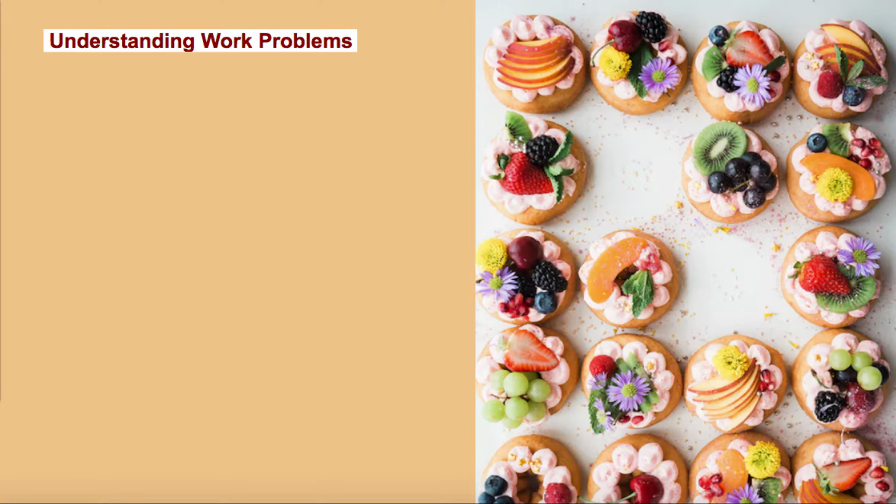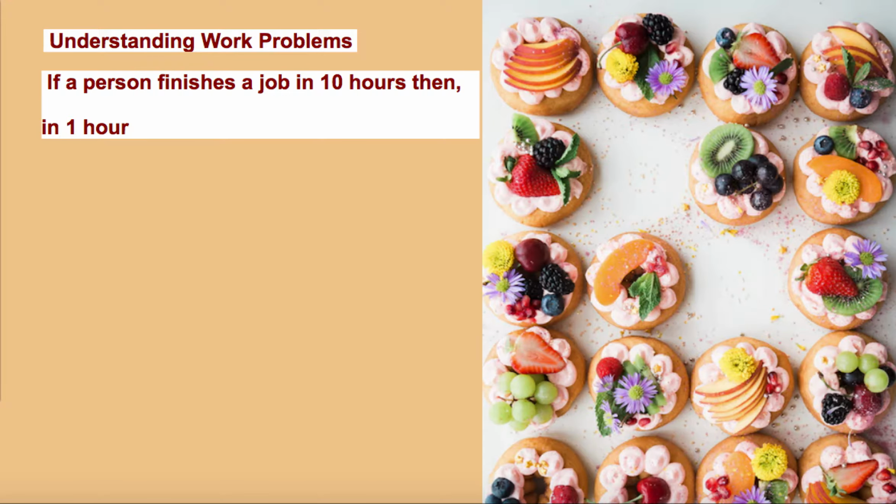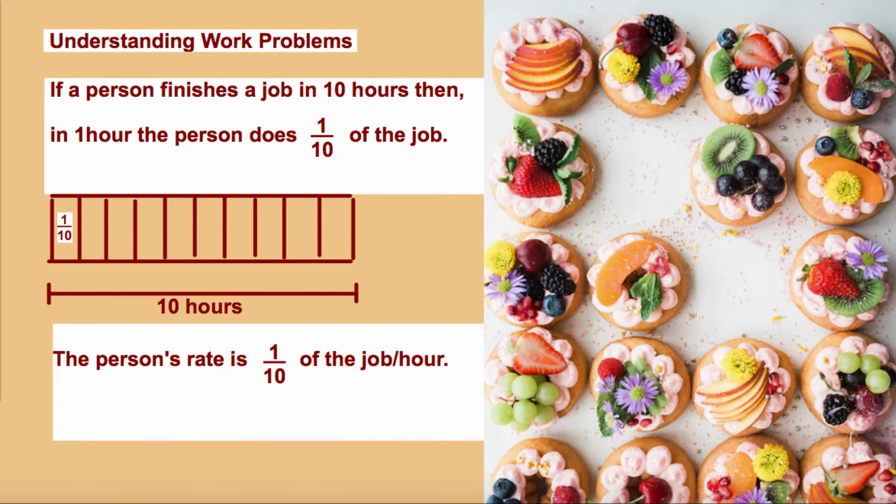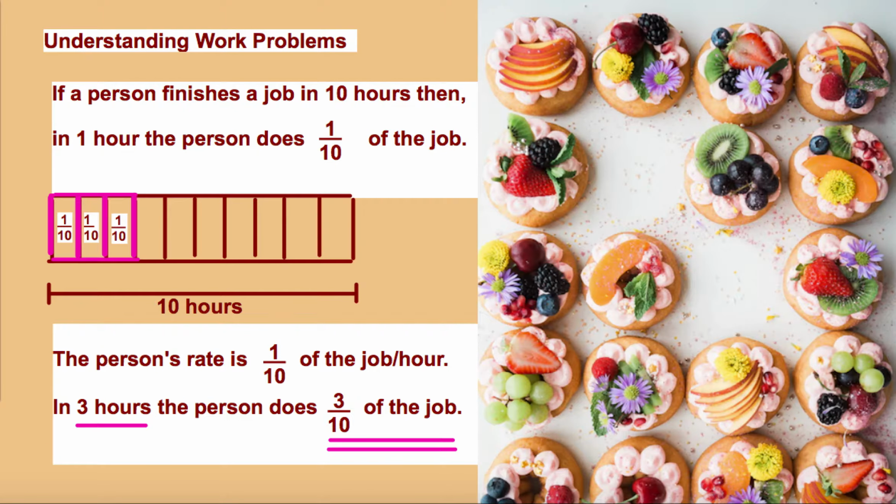Understanding work problems. If a person finishes a job in 10 hours, then in 1 hour, the person does 1/10 of the job. The person's rate is 1/10 of the job per hour. In 3 hours, the person does 3/10 of the job.